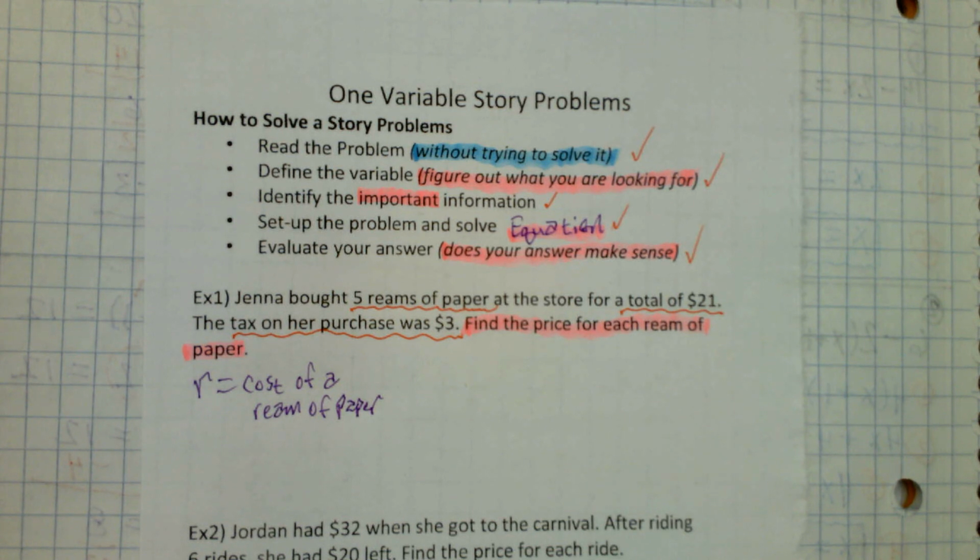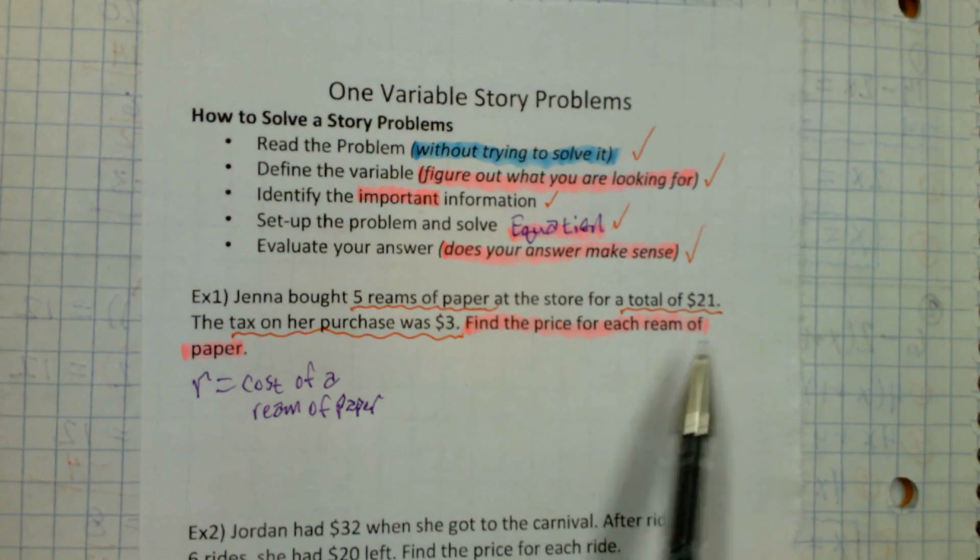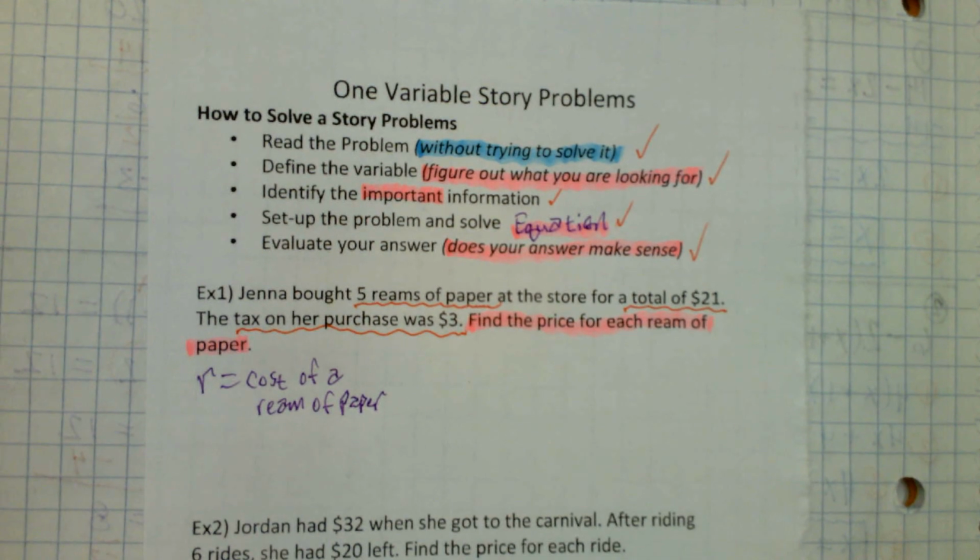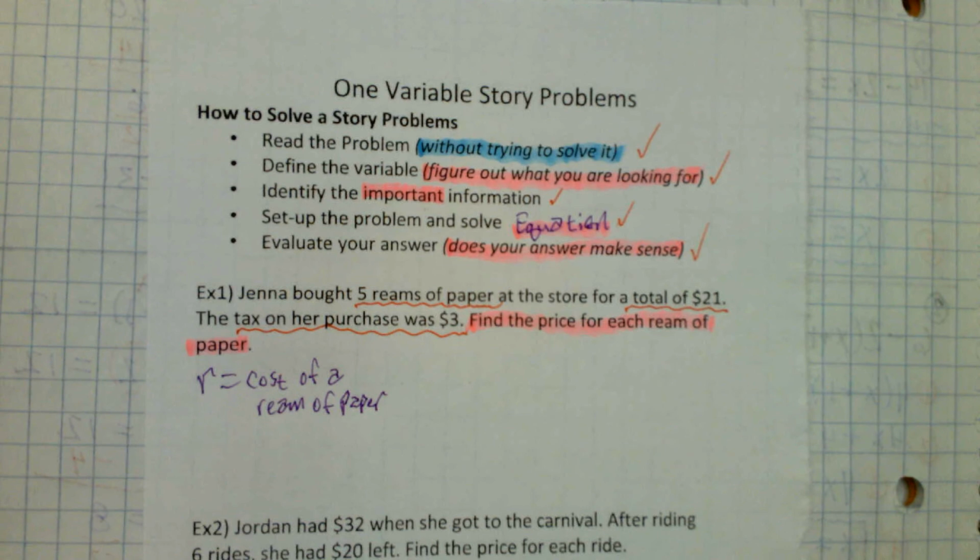All right. Any questions? Okay. So now we identified the important information. We defined a variable. Let's see if we can't put together a story. It talks about 5 reams of paper, right? And a total cost of $21. Anything else I'm missing? The tax, $3.